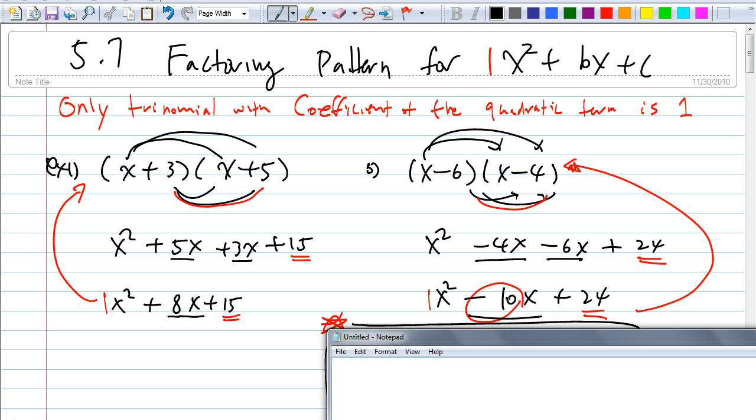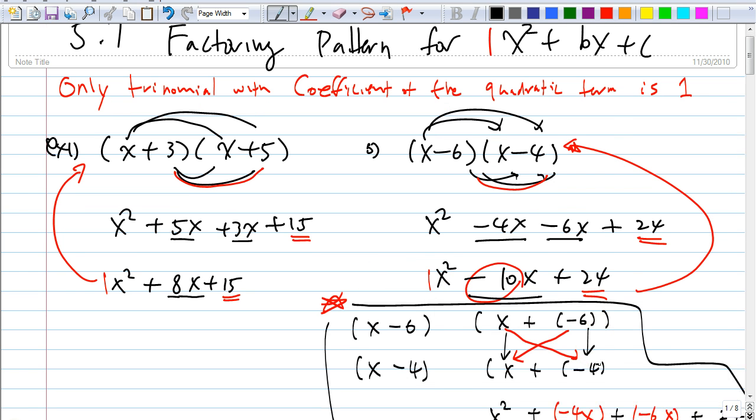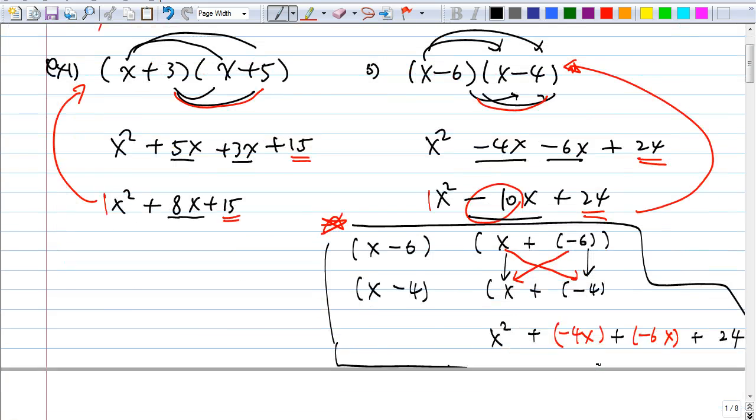Now, does it work for every trinomial? No, only if the trinomial has 1 as its coefficient for the quadratic term. Does that make sense? Okay. But before we get to that, we're going to factor in a minute, but I want you to kind of multiply this vertically.